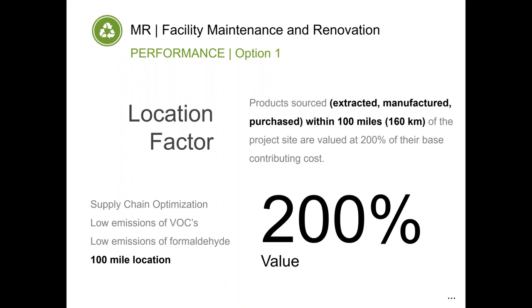Can be very helpful. It can be difficult to find products within that 100-mile limit. It is definitely doable if you put your heart to it. The documentation is important to be thorough, so you need to be able to show where that product was extracted, where it was manufactured and purchased to prove that it was within the 100 miles.